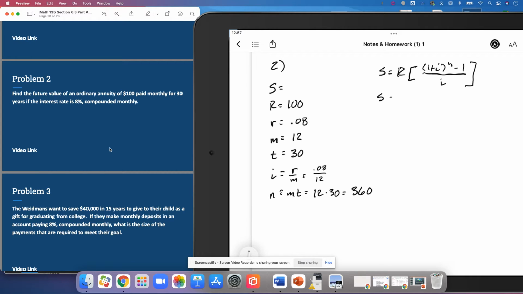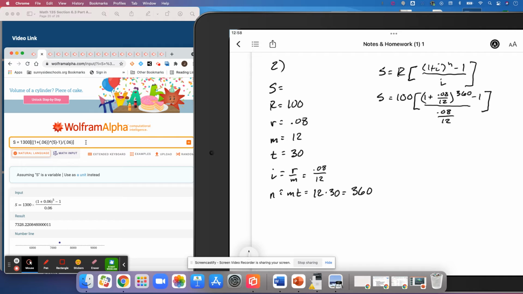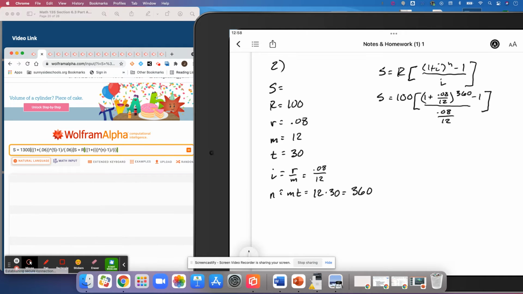And so for our formula, we get S equals 100 times 1 plus 0.08 over 12 to the power of N, which is 360, minus 1, over 0.08 over 12. Thank goodness we don't have to do this by hand, everyone. Oh my gosh. Okay. So, oops, I didn't delete the other one. So there we go.